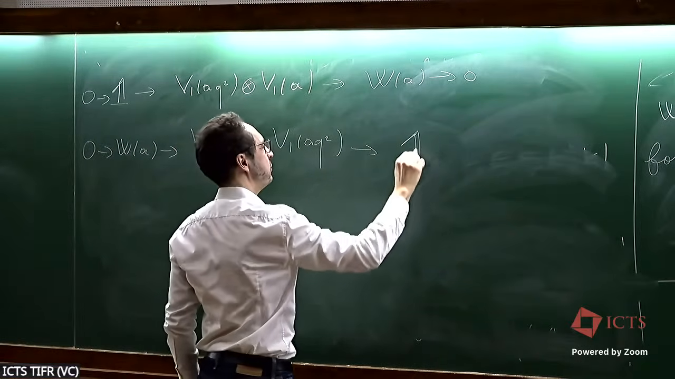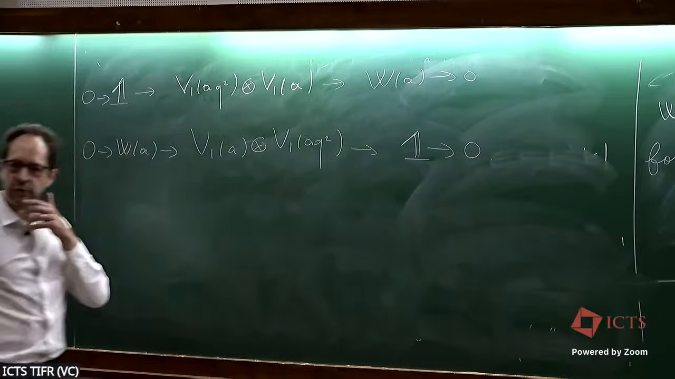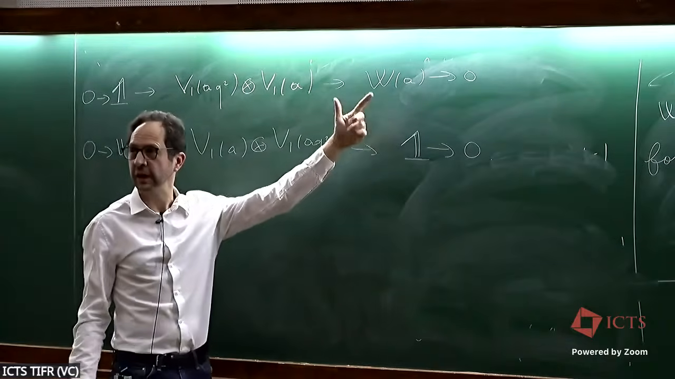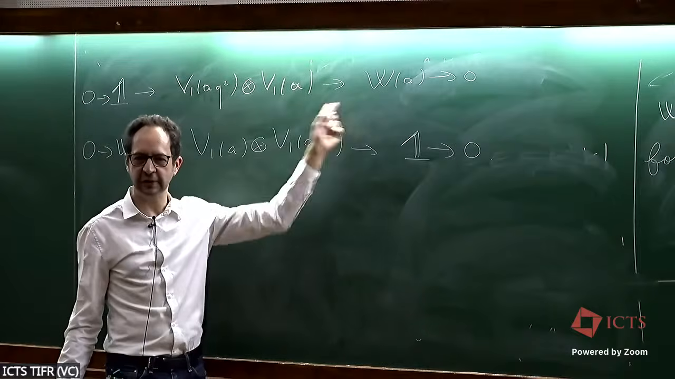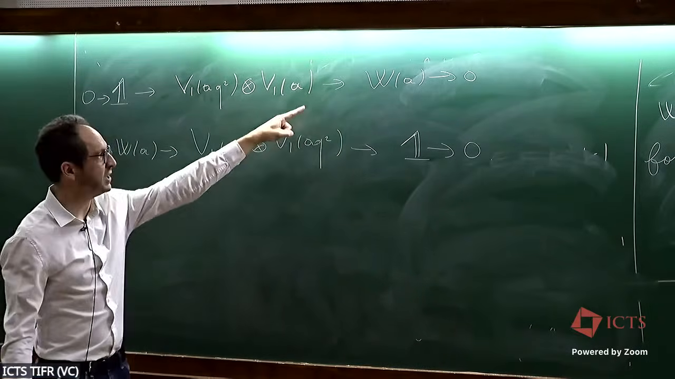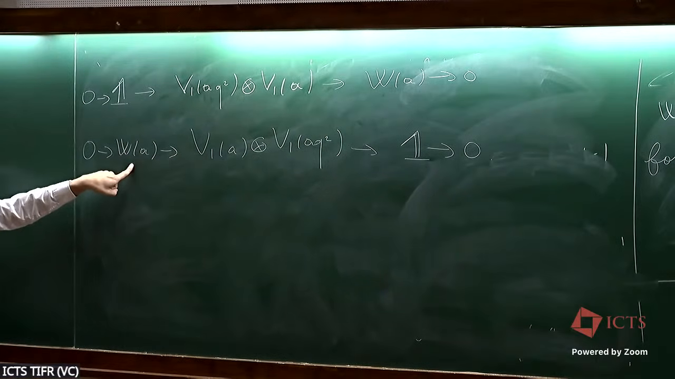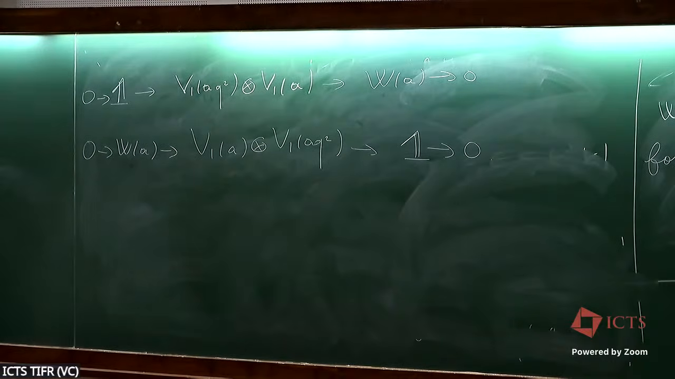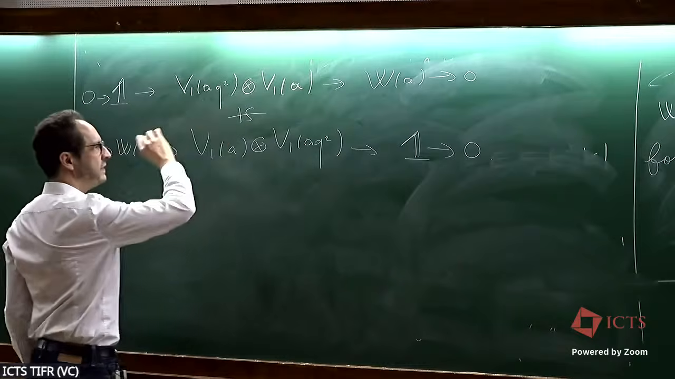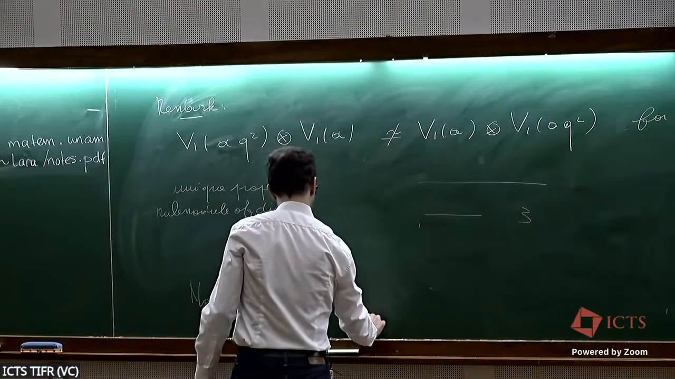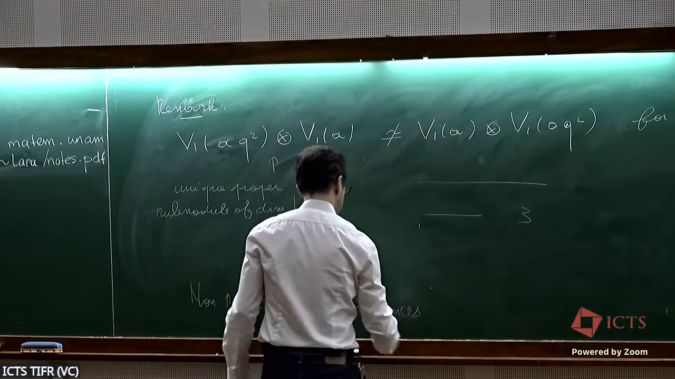And in fact, this quotient appears to be isomorphic to the submodule of V1 of A tensor V1. You have such exact sequences in the category. Either you know that the Grothendieck ring is commutative, so they have to be isomorphic, or if you don't know it, you can check explicitly that this quotient is isomorphic to this submodule. So they are not isomorphic. These are non-split exact sequences in this category.